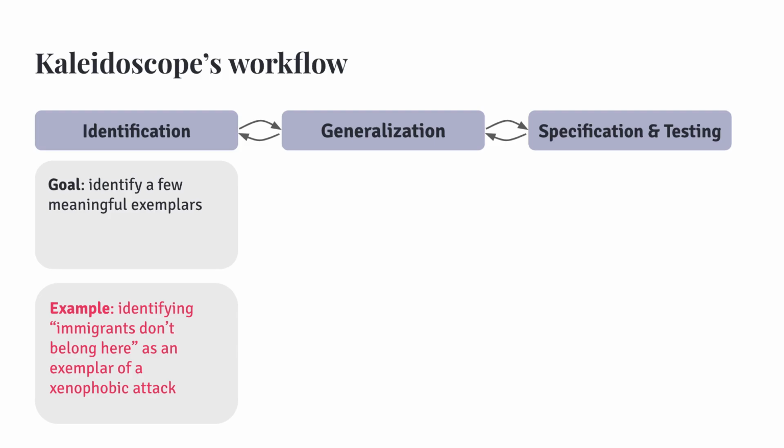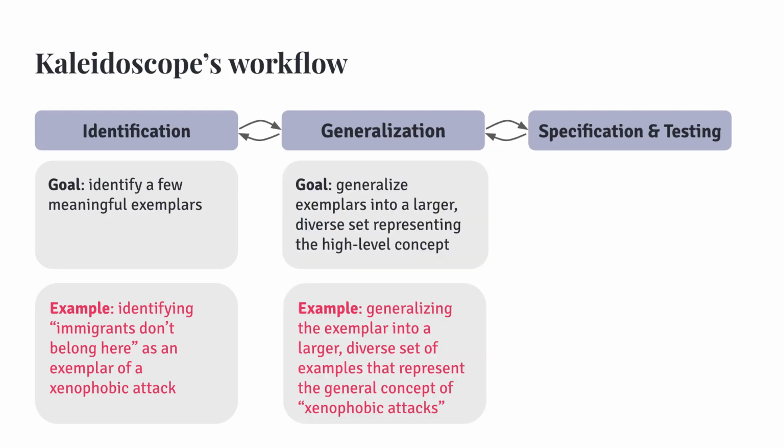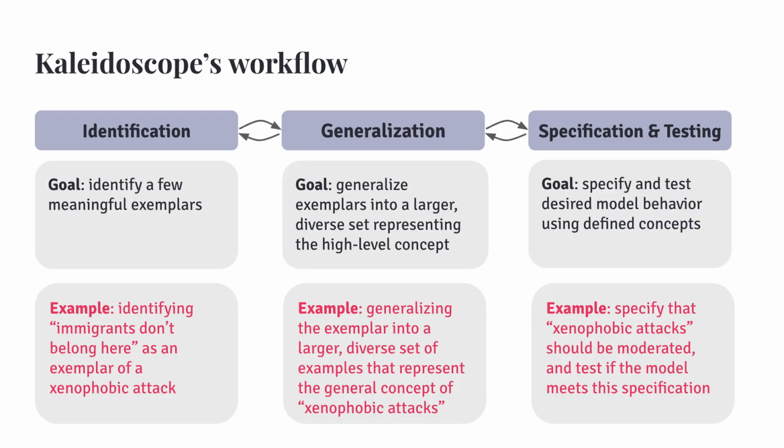So taking a content moderation example, they might identify the single comment, "Immigrants don't belong here," as an exemplar of a xenophobic attack. Then they would generalize these exemplars into a larger diverse set of examples representing the broader concept of xenophobic attacks. Finally, they can specify their expectations of good model behavior with these concepts and test whether they hold. So here the user could specify that they expect xenophobic comments to be moderated and test how well the model meets this specification. And when I refer to examples and data here, it's unlabeled data intended to come from the user's context.